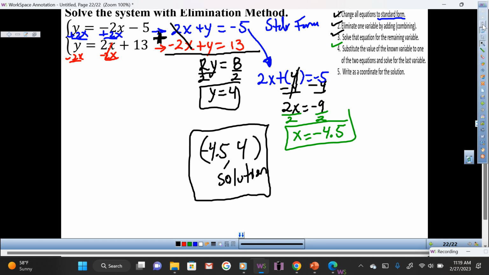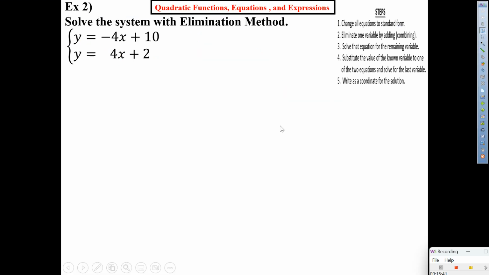All right. Do one by yourself. Copy this one. Example 2. y equals negative 4x plus 10, and y equals 4x plus 2. Copy and go.